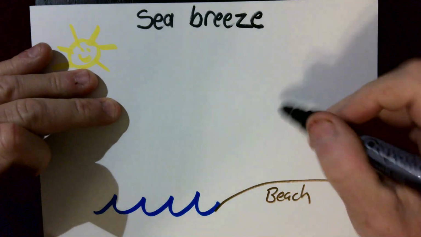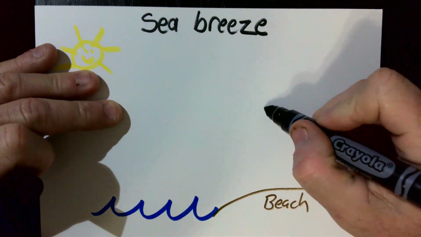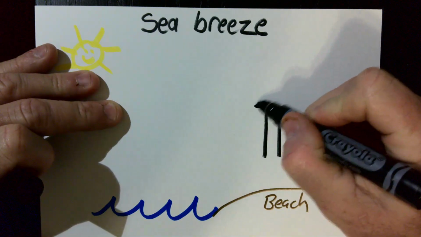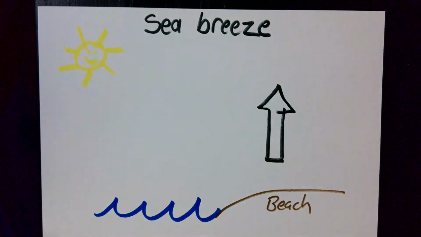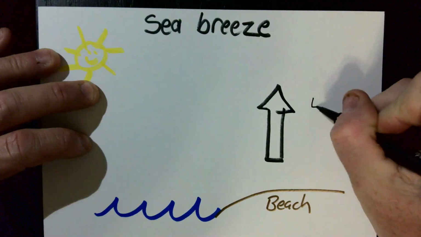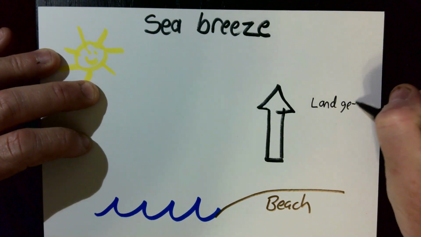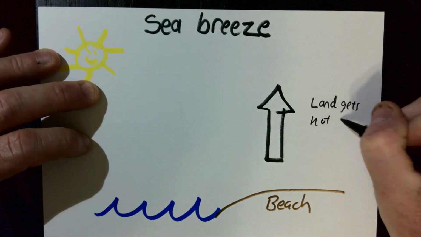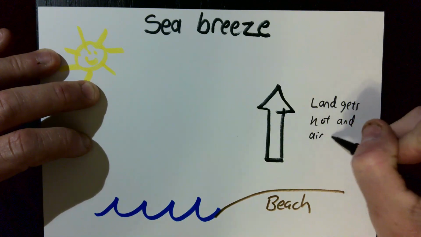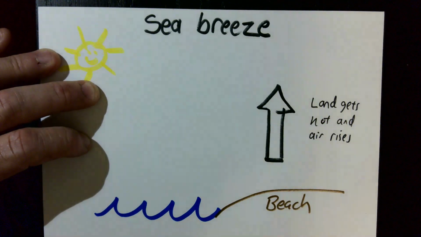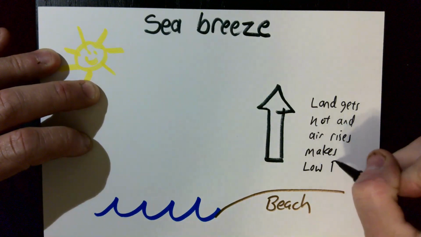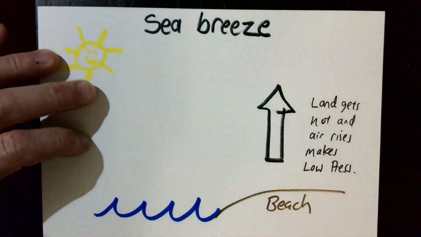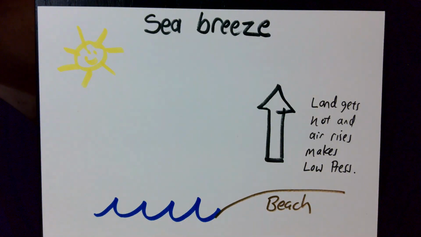Okay, first of all, we know that the air over here is going to get hot and rise because the beach or the land gets hot easier than the water. So we're going to say land gets hot, and we know hot air rises, which makes low pressure. That's exactly what happens.